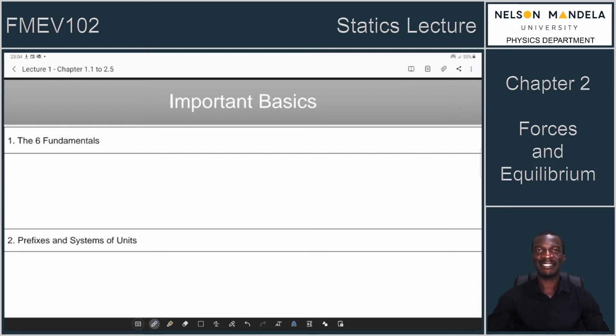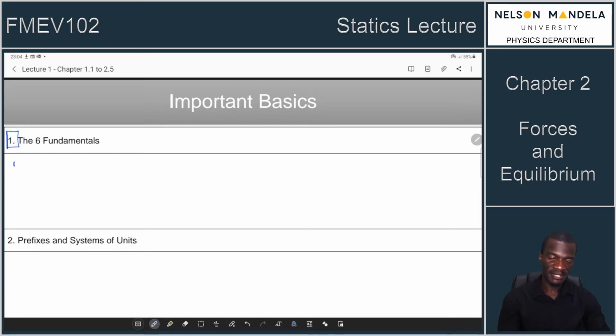It lays the rules. So we are not really covering chapter 1 as in we're going to be examined on material in chapter 1. It's assumed knowledge that is embedded in chapters 3, 5, and 9. So chapter 1 is cool because it gives you what are called the 6 fundamentals. What are the 6 fundamentals of mechanics?